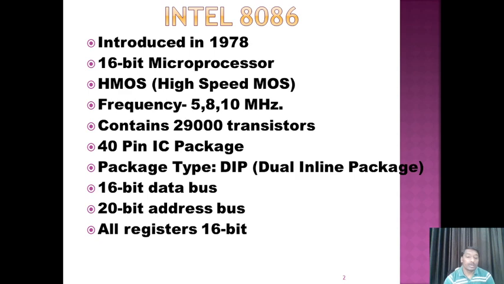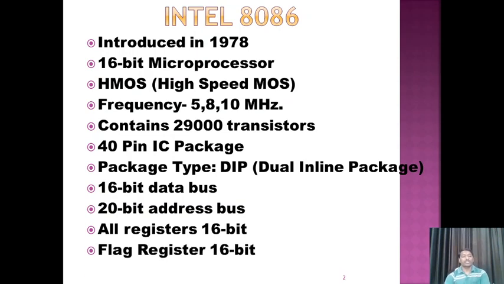Next one, all registers are 16-bit general purpose registers: AX, BX, CX and DX. And in 8086, the AX register works as the accumulator. Every microprocessor has an accumulator. So in 8086, AX is the accumulator, while in 8085, the A register was the accumulator.